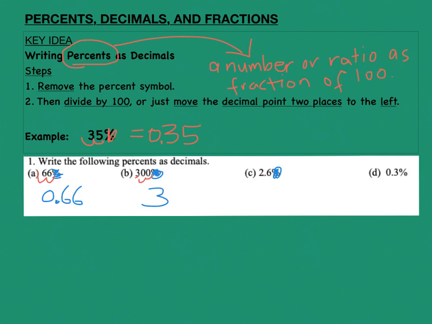For part C, 2.6%, you will first remove the percent symbol and move the decimal point 2 places to the left, and that will give you a 0 between the decimal point and 2. I'm going to darken the decimal point. Your answer will be 0.026. For part D, again, we will first remove the percent symbol and move the decimal point 2 places to the left, and then you end up with 0.003.